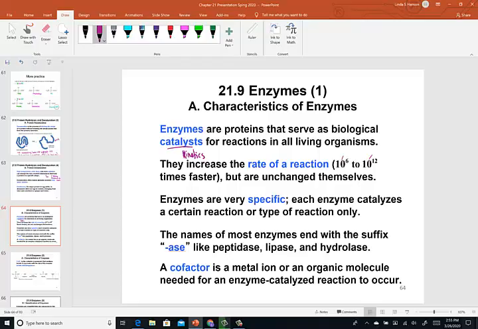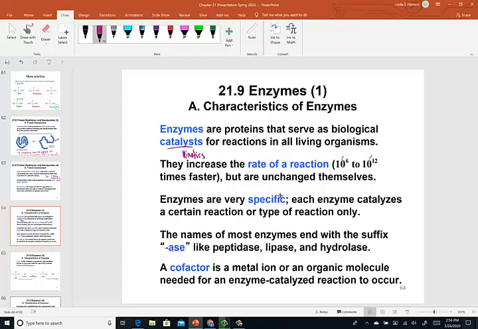Enzymes are very specific to what proteins they can act upon. So they are specific based on shape. Each enzyme catalyzes a certain reaction or one type of reaction only. So enzymes are very specific to their substrate.